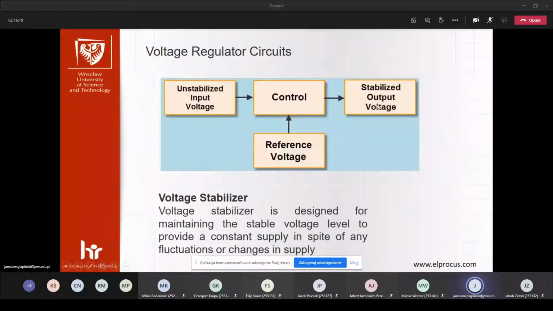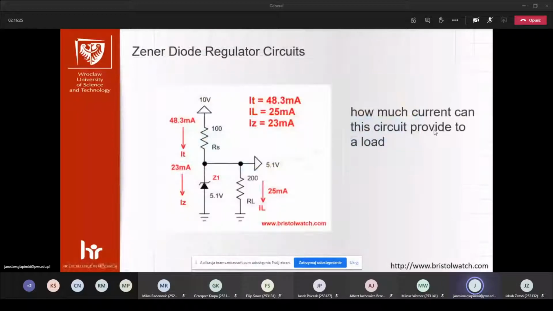Yes, if we use processors, it's typically 3.3 volts or 1.8 volts, and so on. So we generally need to use some stabilizer. The simplest solution is to use a Zener diode. If you remember, the Zener diode has the reverse current at the Zener voltage, so we can set the voltage. It is set by the manufacturer, and using two resistors we can stabilize the voltage at the end of our circuit.